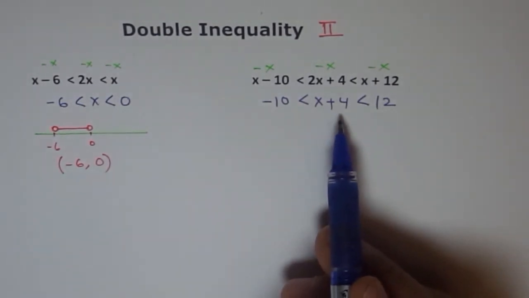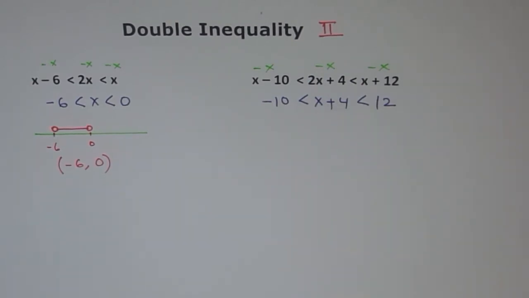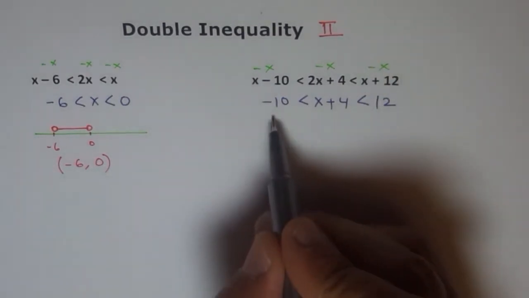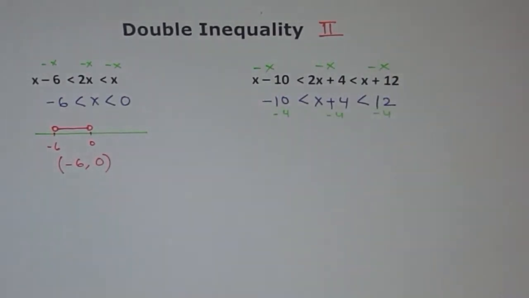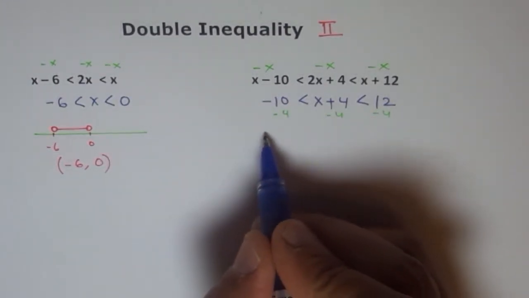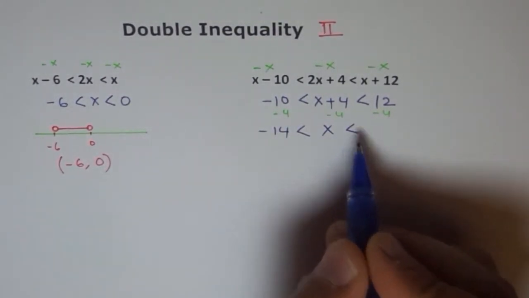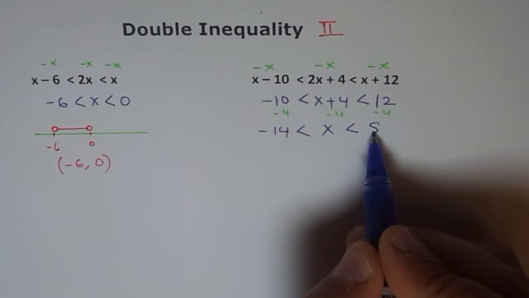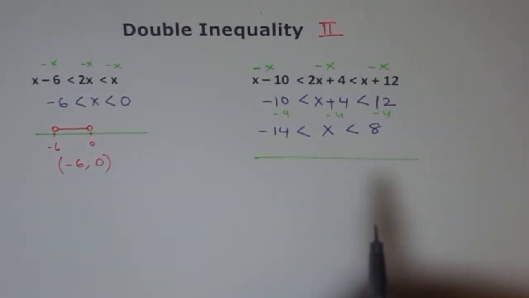Now because I have 4 here, as we did in double inequality first part, we will take away 4 from each side, right? So if I do that, that means what am I doing next step is take away 4. Is it okay? Take away 4. And if I do that, I am left with minus 10 minus 4 is minus 14 is less than x is less than 12 take away 4 is 8. Is that okay? And then what is my solution on a number line?